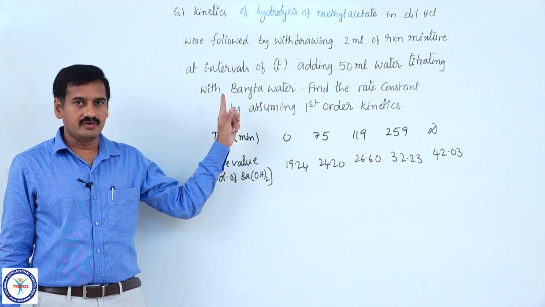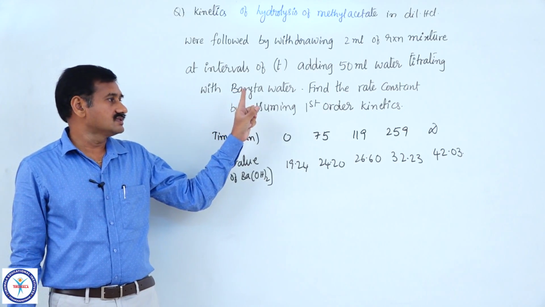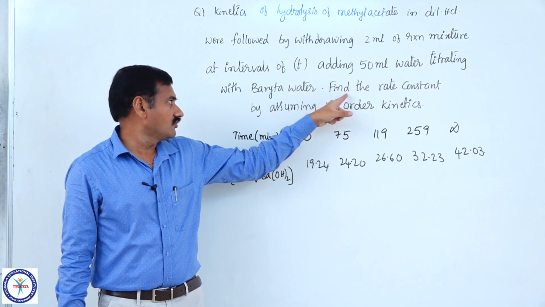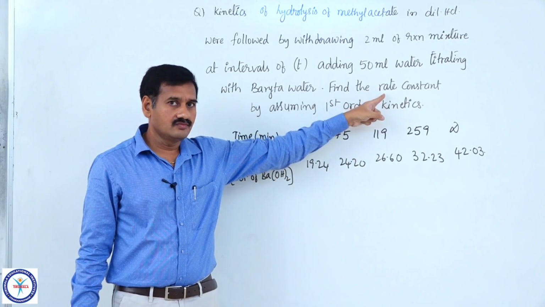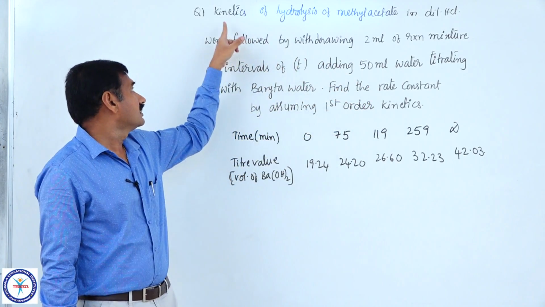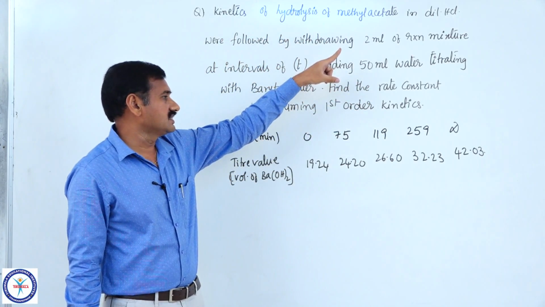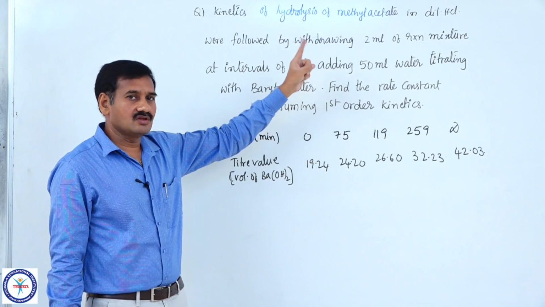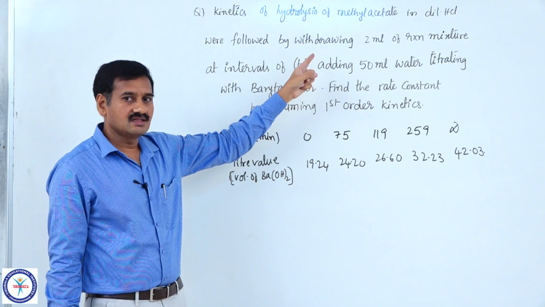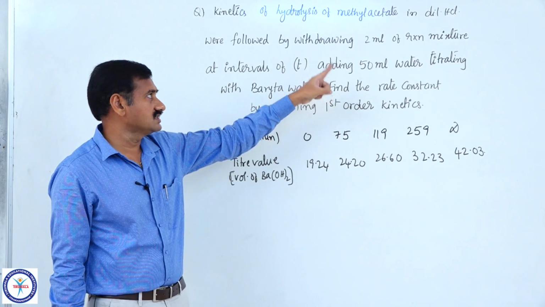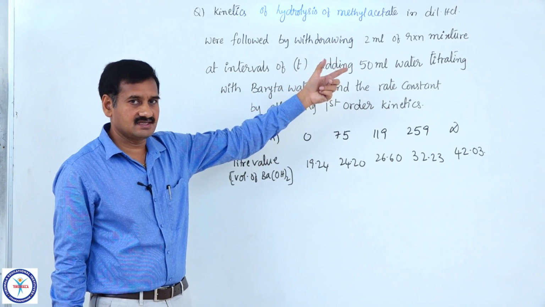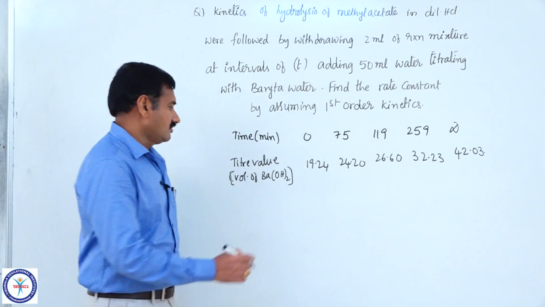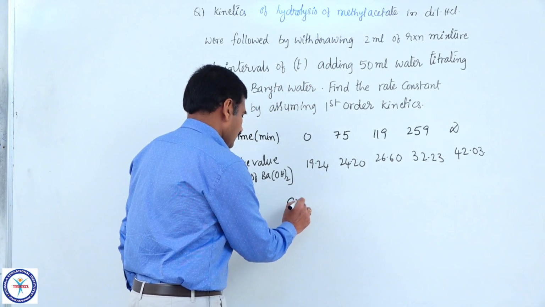This is the question given to you, that is, by assuming first order kinetics, you have to find the rate constant value. For that, hydrolysis of methyl acetate is given in dilute HCl. Ester hydrolysis: methyl acetate is an ester, that ester is undergoing hydrolysis in presence of acid catalyst. So, HCl here acts as a catalyst.